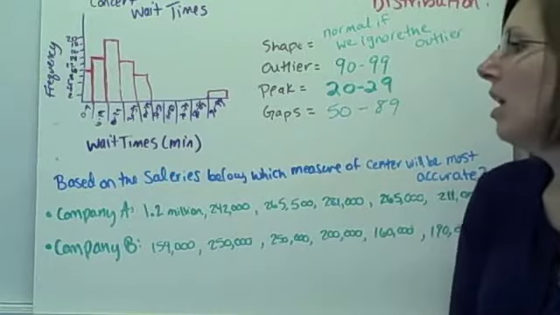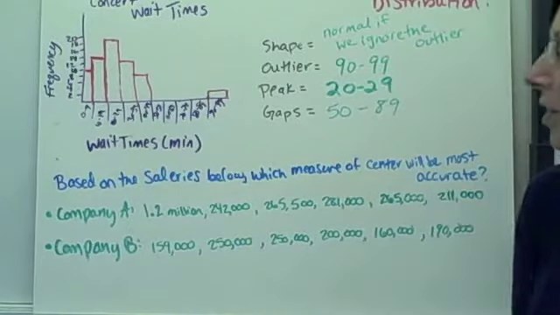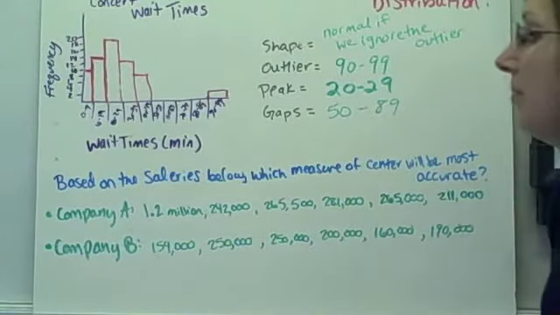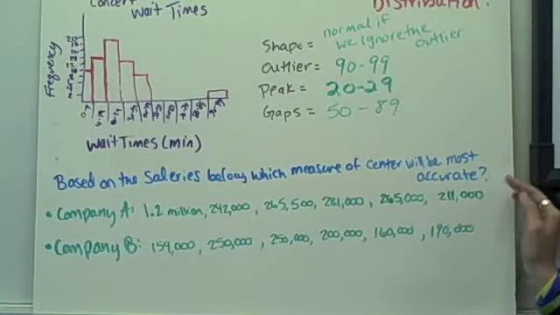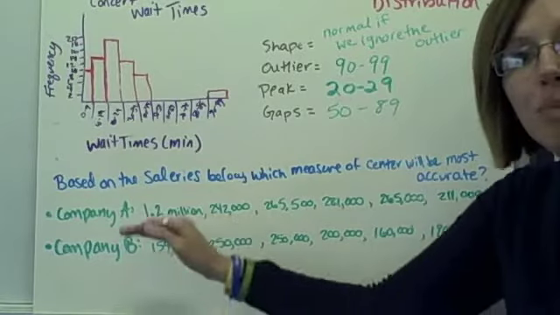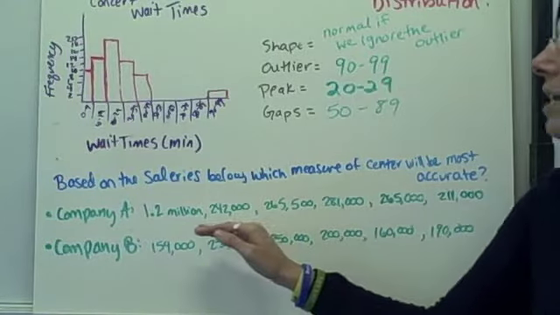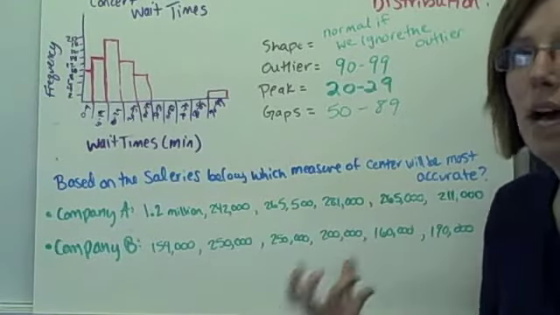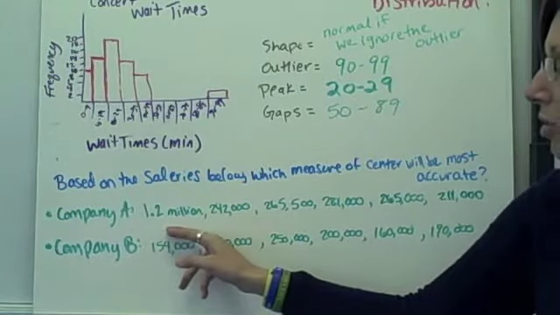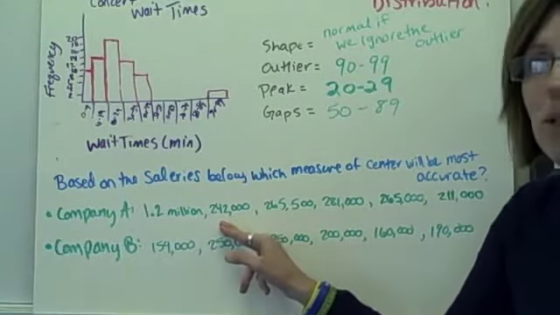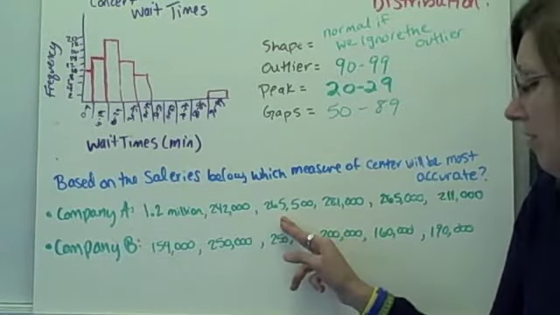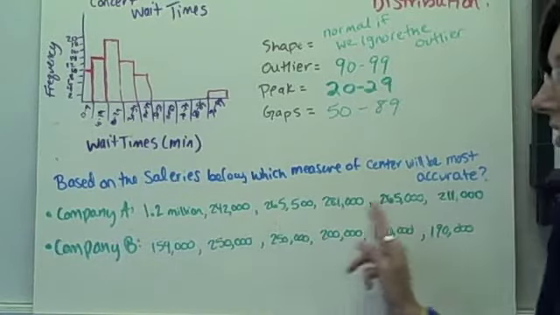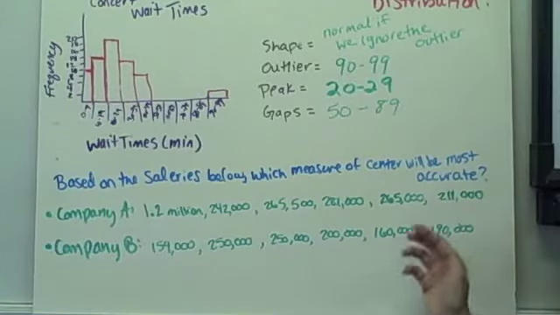So let's look at another situation that's not graphical. It says, based on the salaries below, which measure of center will be most accurate? So I've got two companies, it looks like, and then I've got salaries for employees of that company. Somebody makes $1.2 million, $242,000, $265,500, and then you can read the rest of them here.